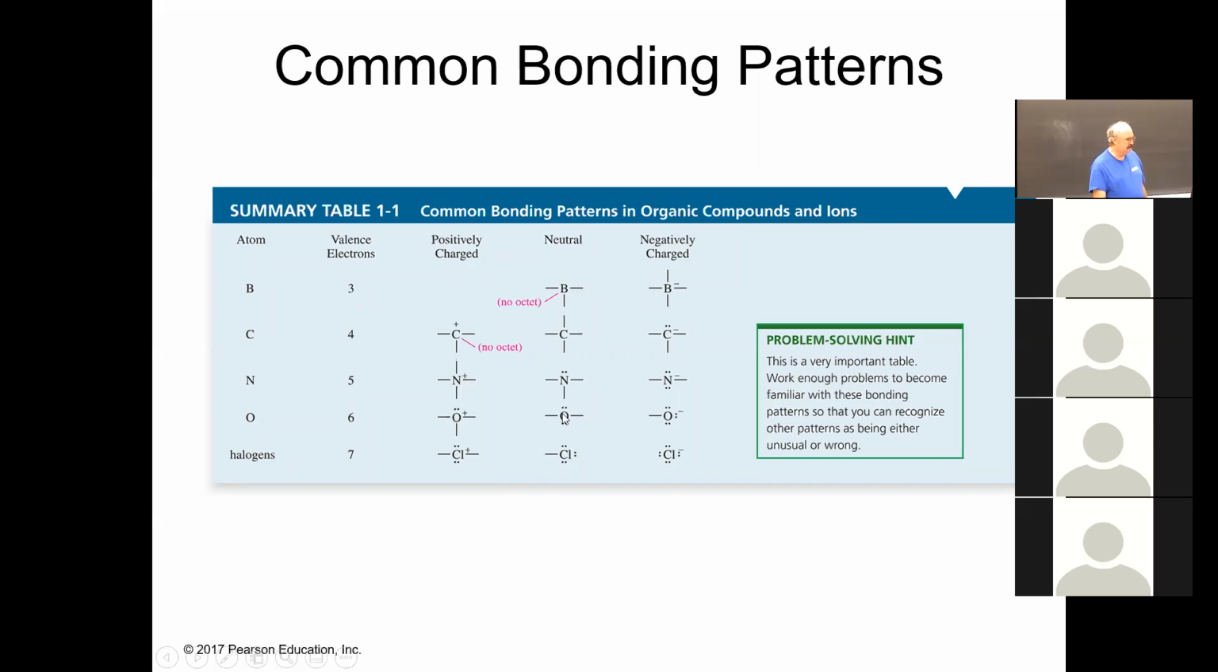With oxygen, oxygen normally forms 2 bonds and has 2 unshared pairs, and a good example is water. If it carries a minus charge, you'll have 1 bond and 3 unshared pairs, as in the hydroxide ion. And then on the other side, we have something like the hydronium ion, oxygen with 3 bonds and 1 unshared pair.